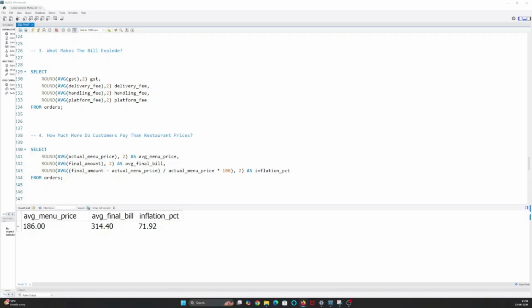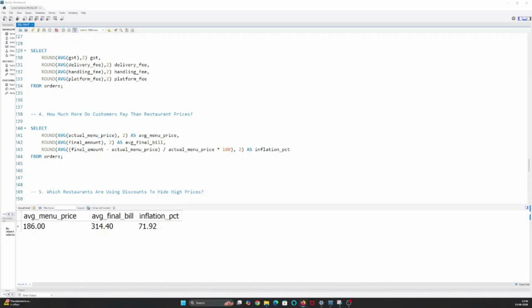The key takeaway here isn't that delivery apps are bad, but that convenience has a price. As analysts, our job is to look beyond the marketing messages and understand the true economics behind customer spending. And according to our data, customers are often paying substantially more than the actual restaurant menu price, even when they believe they are getting a great deal.